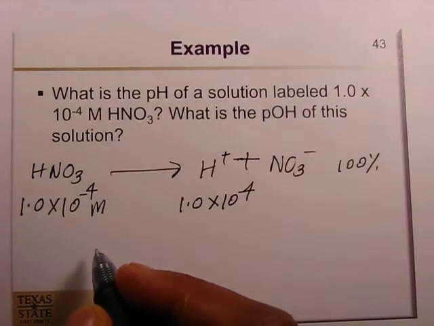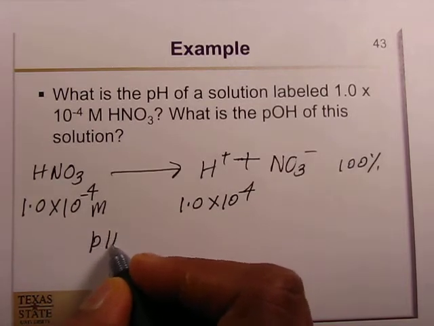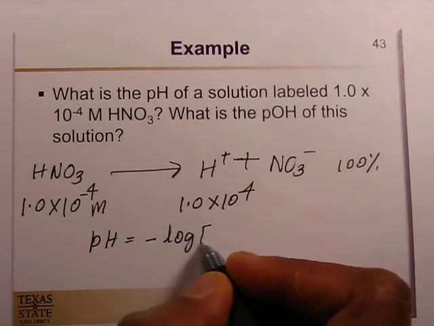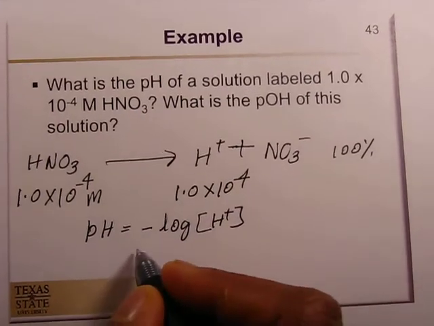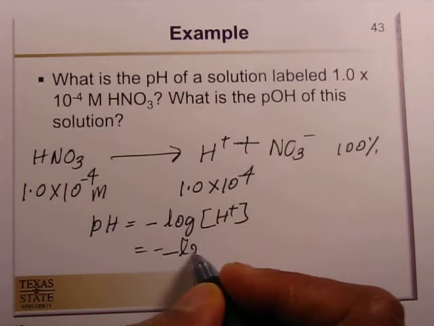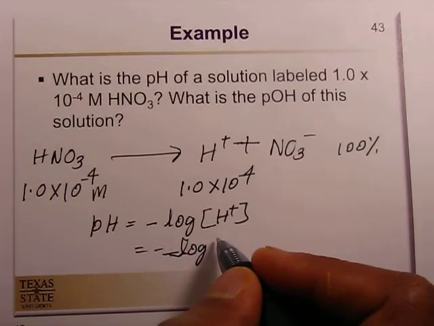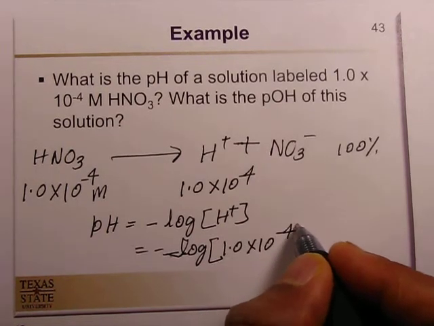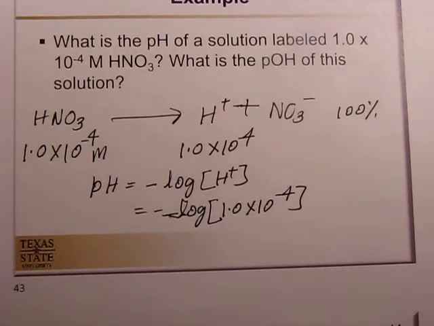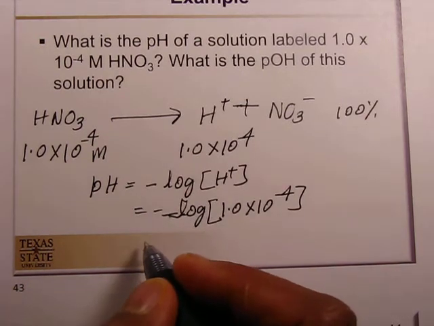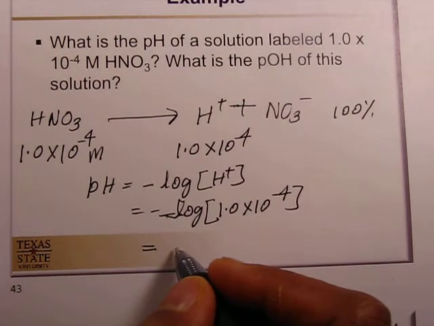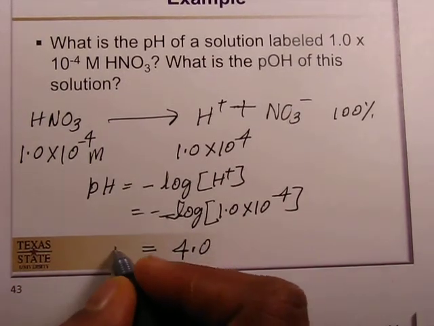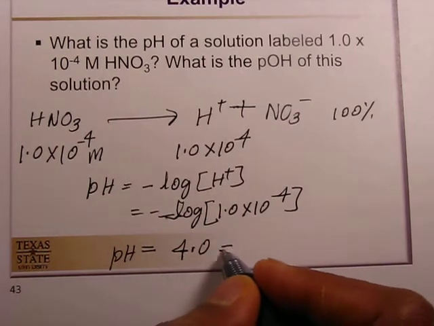And the pH for this acid would be the negative log of the hydrogen ion concentration, which will be equal to the negative log of 1.0 times 10 raised to the power minus 4. Once we calculate the negative log of this value, we end up with pH 4.0. So pH 4.0 means it is a strong acid.